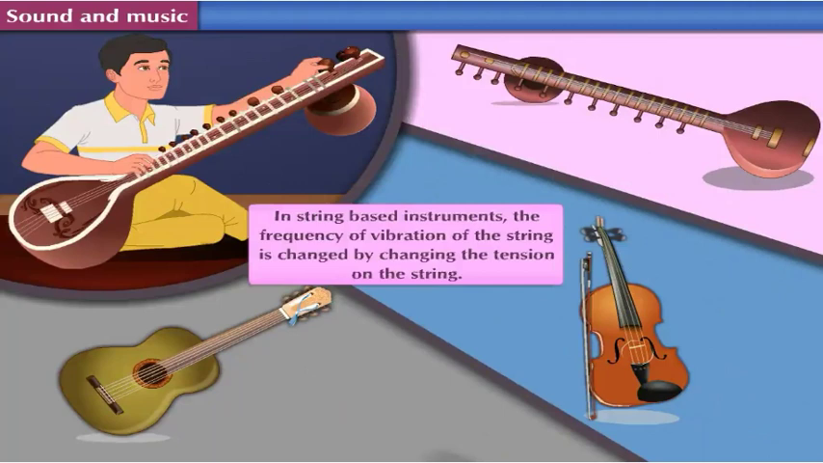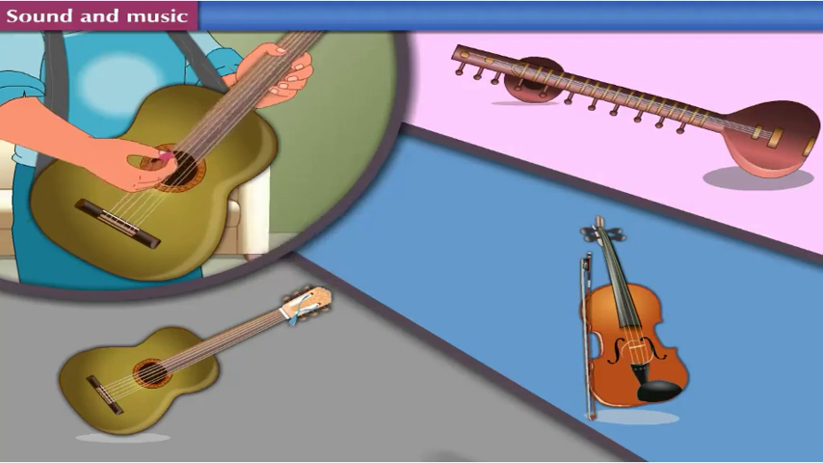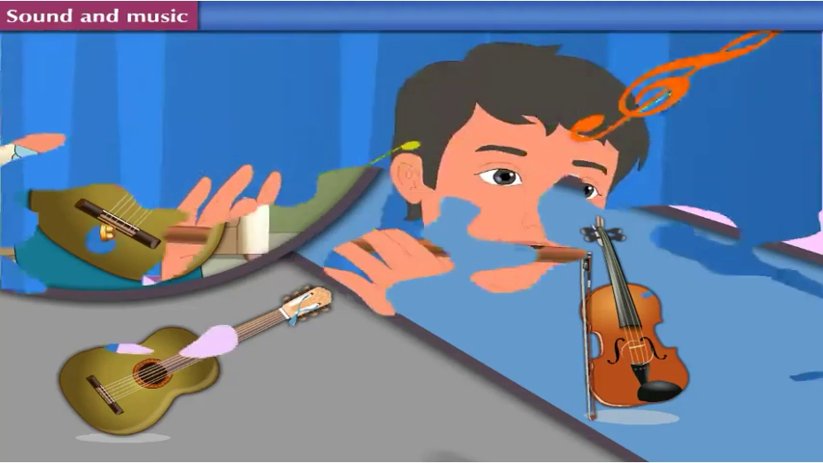In string-based instruments, the frequency of vibration of the string is changed by changing the tension on the string. The frequency of vibration of the string can also be changed by changing the vibrating length of the string using fingers. This results in generation of different notes.